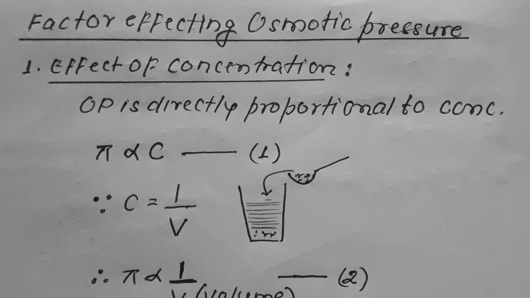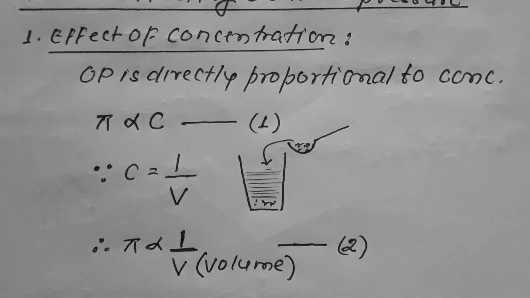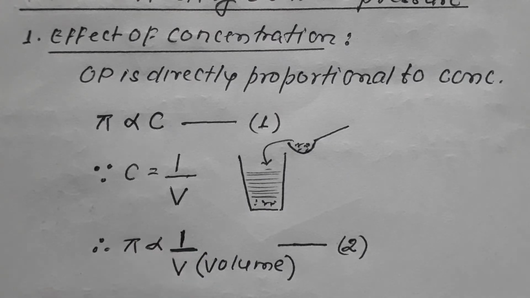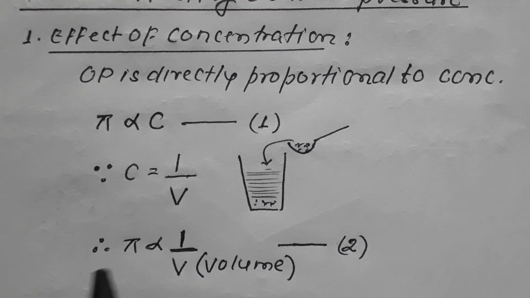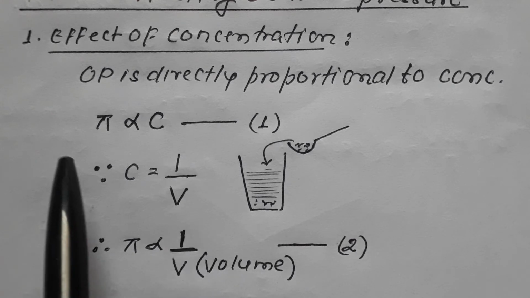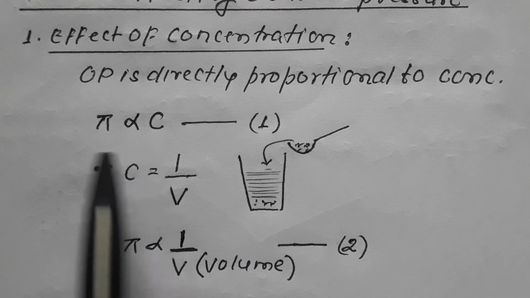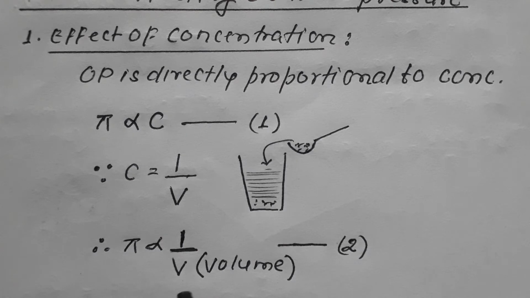Therefore, since C is equal to 1 by V, we can say pi is proportional to 1 by V. So pi is proportional to C, and since C is equal to 1 by V, pi is proportional to 1 by V. That is, osmotic pressure depends upon two factors. One is concentration, to which it is directly proportional. The other is volume, to which it is inversely proportional.